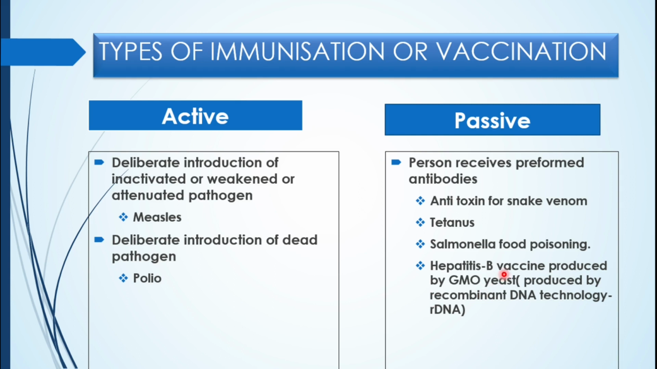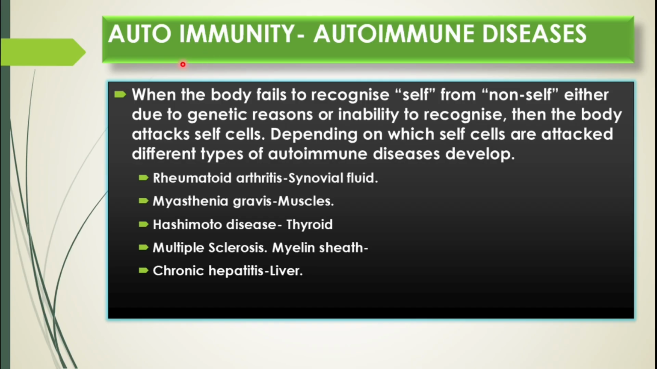Genetically modified organisms are used, not only yeast, but even some other bacteria are used for production of vaccine on a large scale. But this is also passive immunization because some other organism is producing the antibody and we are just receiving these antibodies. We pass on to another topic, autoimmune diseases or autoimmunity.